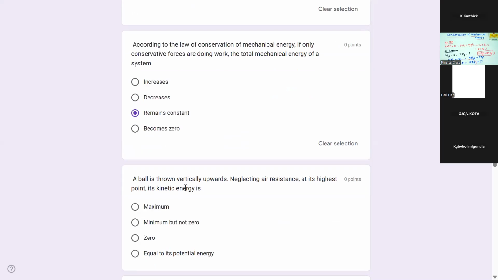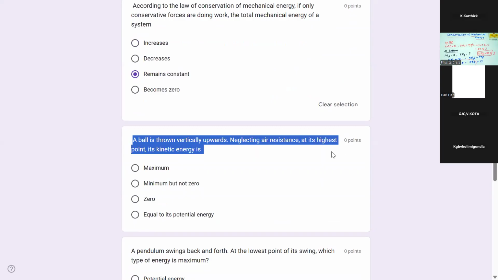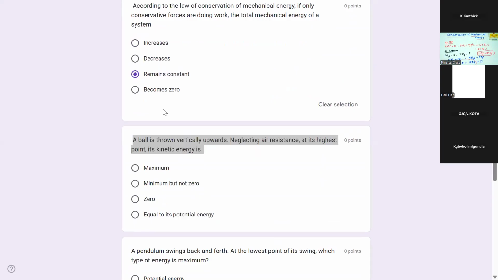Okay, we will move to the next question. Third question. A ball is thrown vertically upwards, neglecting air resistance. At its highest point, its kinetic energy is maximum, minimum but not zero, zero, or equal to its potential energy. For the third question, what is the answer? Okay, a lot of various responses. Very good. Various options there.